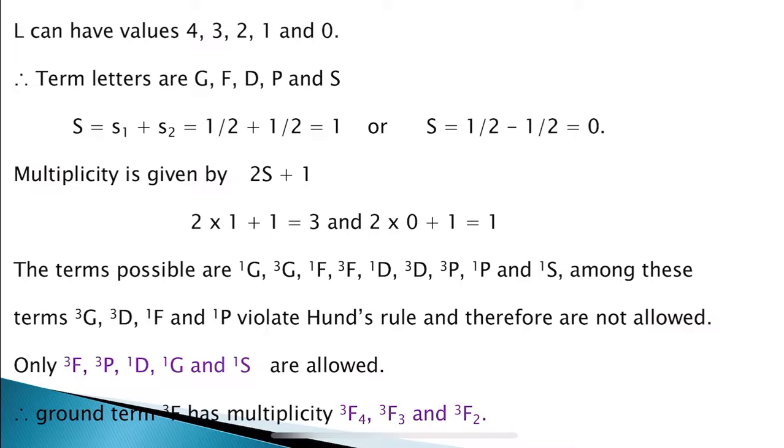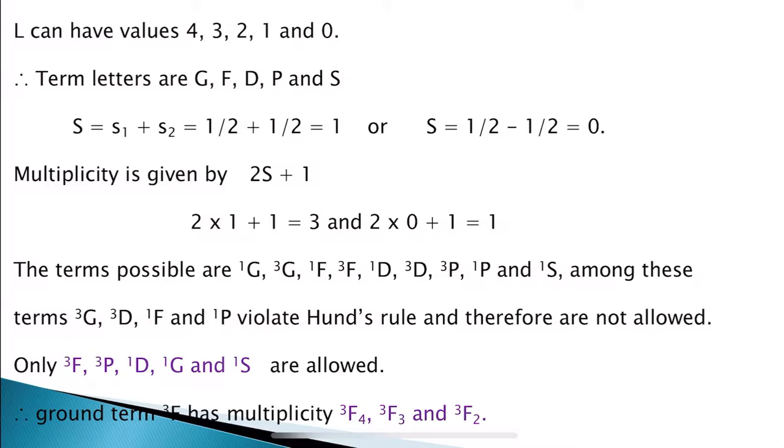To arrive at the multiplicity, we know that multiplicity is given by 2S plus 1. Now S is equal to S1 plus S2, which is half plus half, giving 1, or S is equal to half minus half, which is equal to 0. These are the two possible spin values which we can observe.